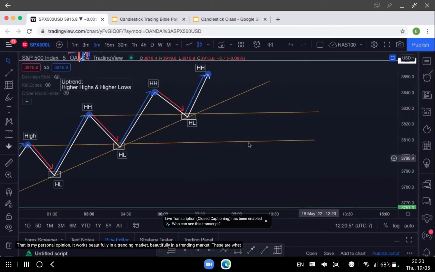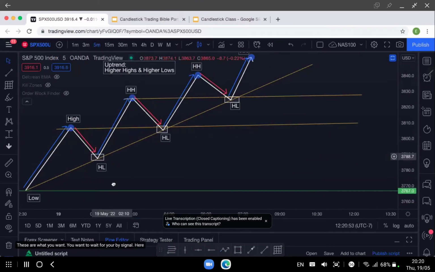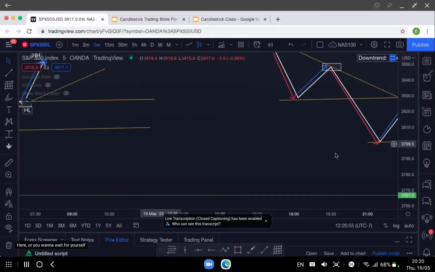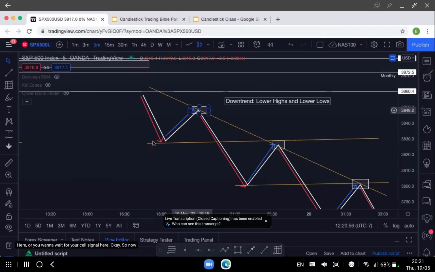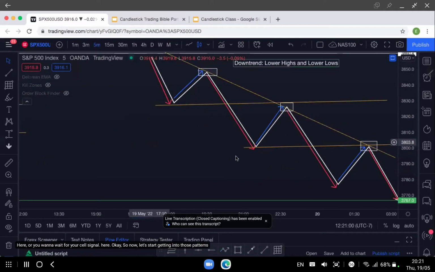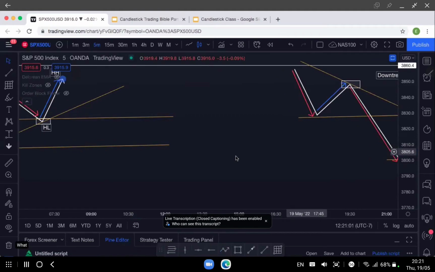These are what you want. You want to wait for your buy signal here, or you want to wait for your sell signal here. Okay. So now let's start getting into those patterns. What is going to tell us to buy or sell?